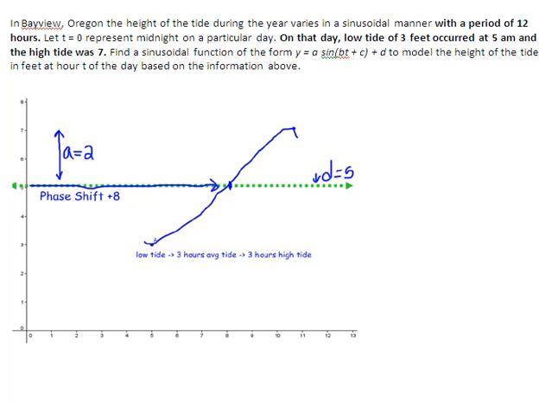In this problem, we are asked to figure out the model using a sine function based off of information that the low tide, in this period of 12 hours, the low tide of 3 feet occurred at 5 a.m. So at 5 a.m., we had a low tide of 3, and the high tide was 7 feet.